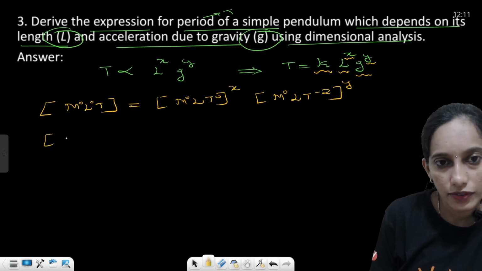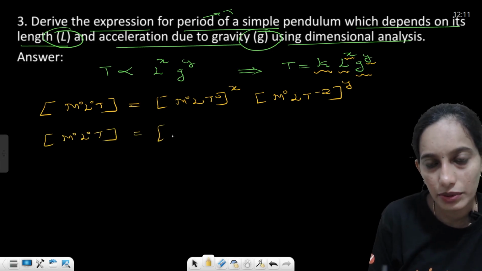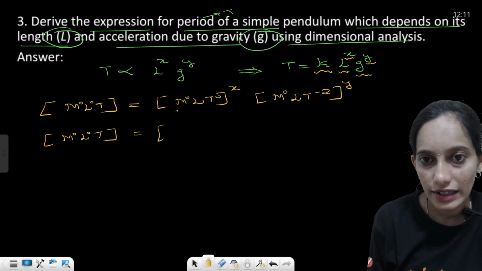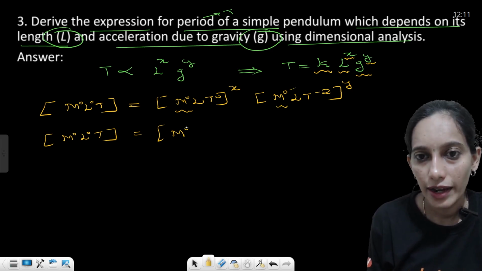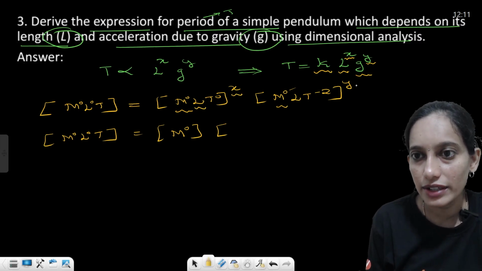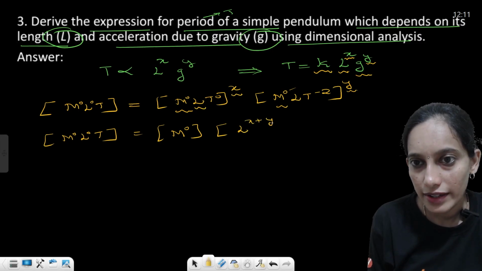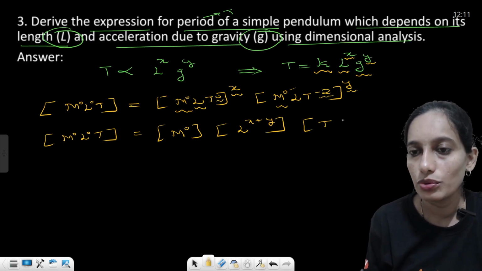This can be further regrouped. M^0 L^0 T is equal to, let us separate the M, L and T and write them. Here M^0 is there, and here also M^0, so 0 into X is 0 and 0 into Y is 0, so M to the power 0. Next, considering L, here L raised to X and here L raised to Y, so we can write L raised to X plus Y. Similarly, for the time term, 0 into X gives 0, and here it becomes minus 2Y.